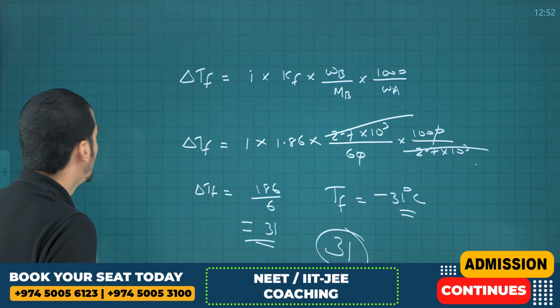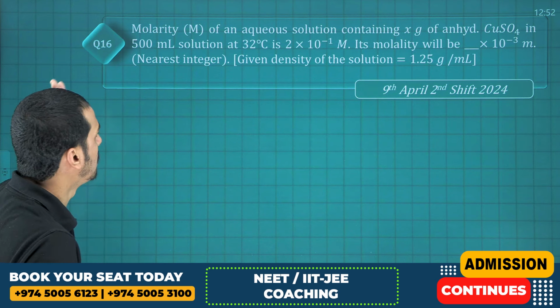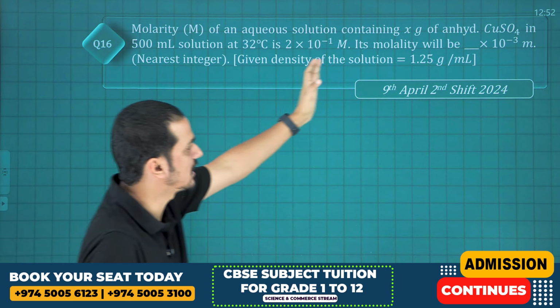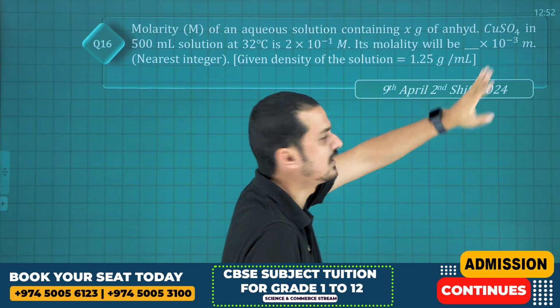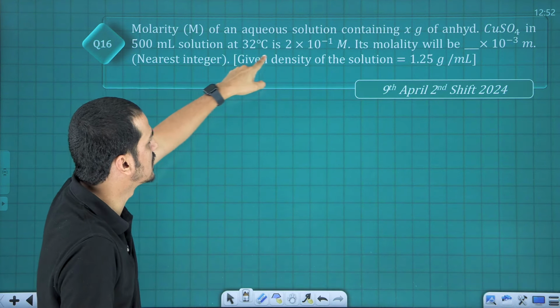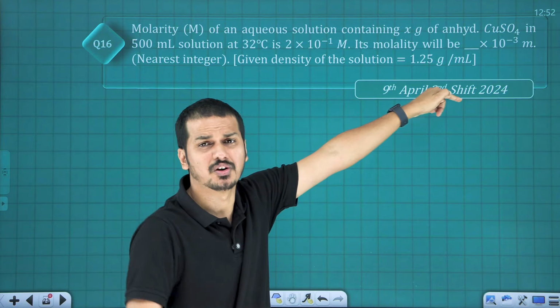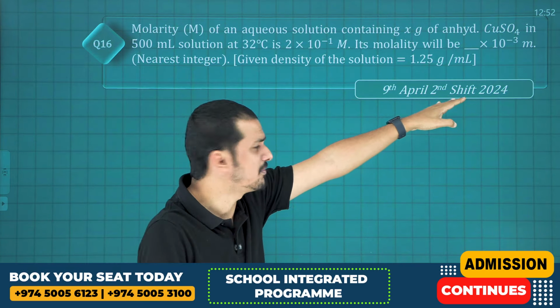Question number 16. This is question number 16. What about question number 16? Molarity of an aqueous solution containing x gram of anhydrous copper sulfate in 500 ml solution at 32 degrees Celsius is 2 into 10 raised to minus 1. They are asking the molality. Again, a 2024 question. Numerical also, the same kind of question is coming.